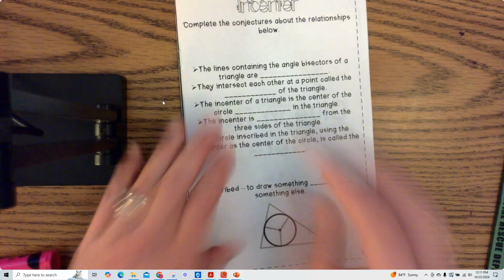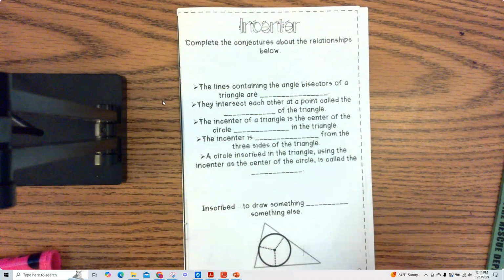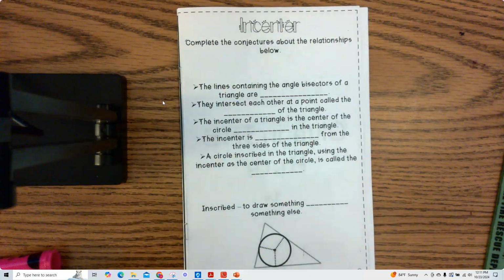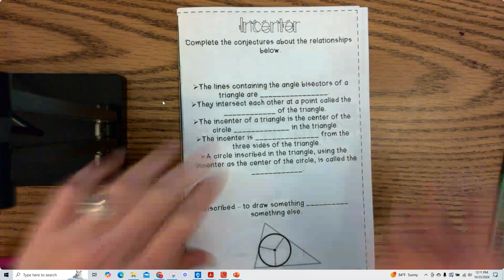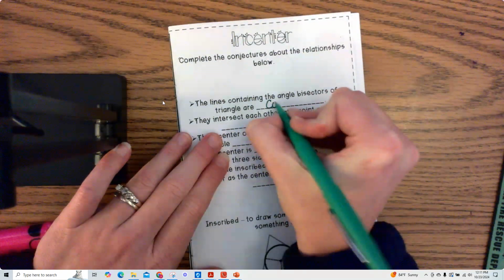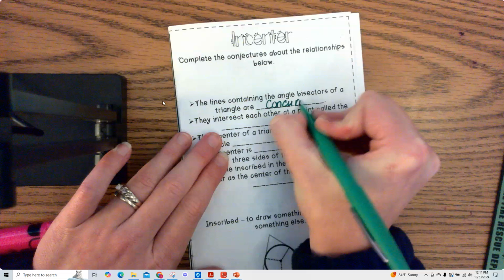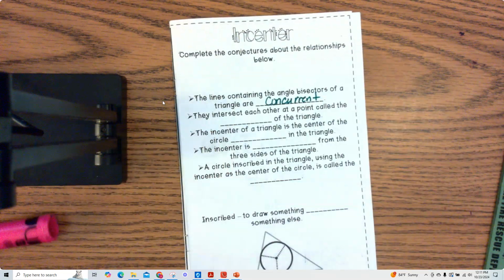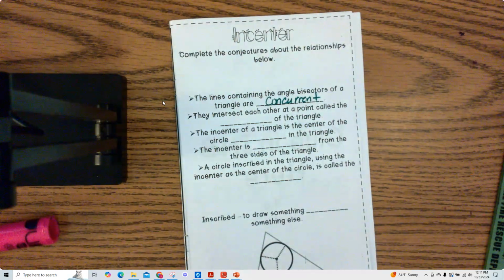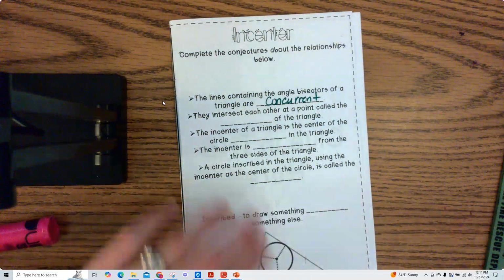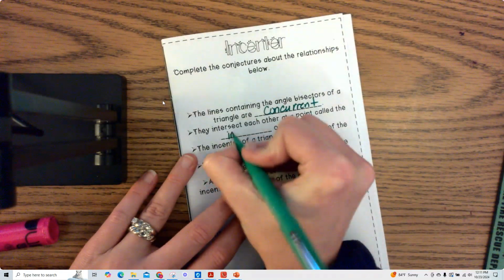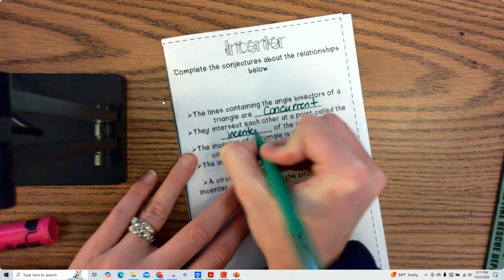All right, so facts about the incenter. The lines containing the angle bisectors of a triangle are concurrent. So once again, all of these pieces are going to intersect at one point. They intersect each other at a point called the incenter. You're going to need to know that vocab word.